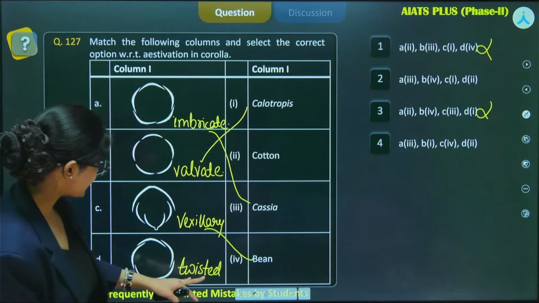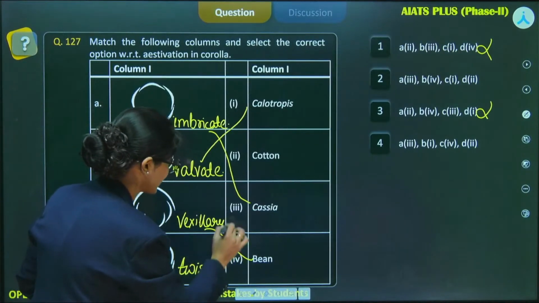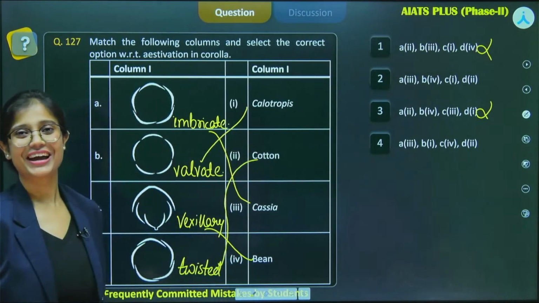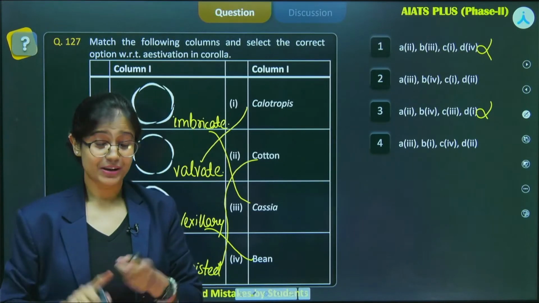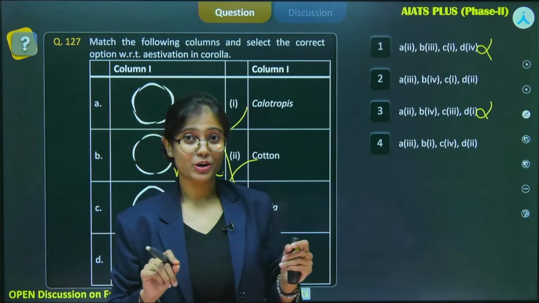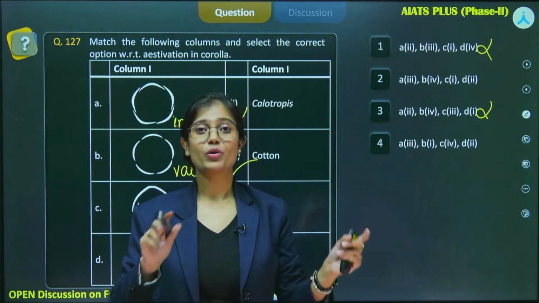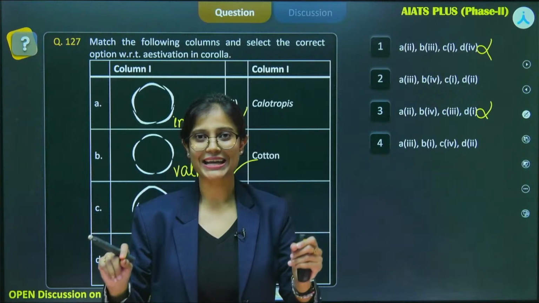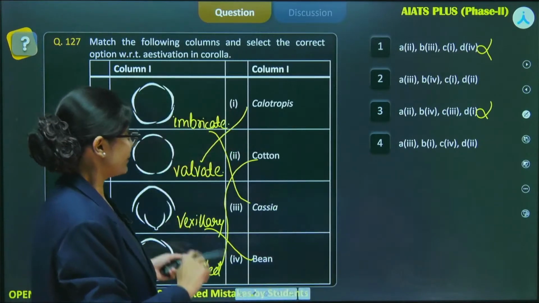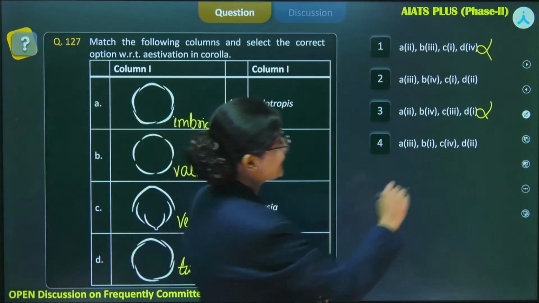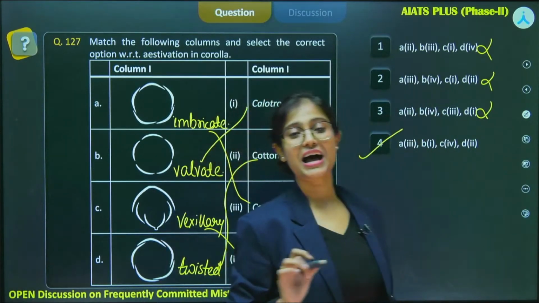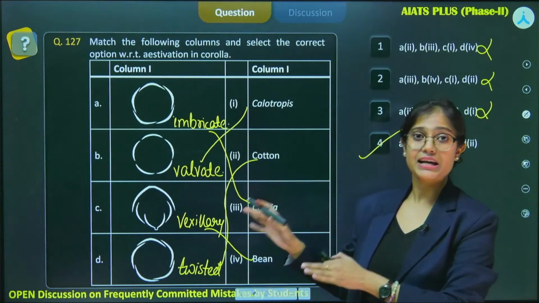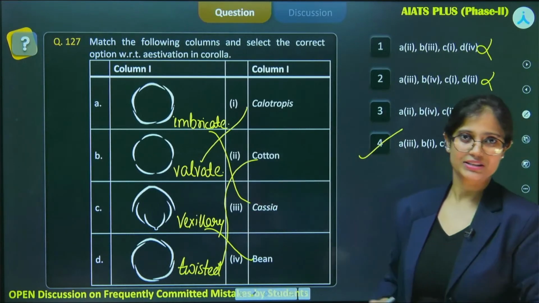Now the D one is twisted. It is found in cotton, right? Cotton is also a member of Malvaceae, and the important feature which I have told you about Malvaceae, please remember, is the difference of aestivation in calyx and corolla, right? So from this I can hit the correct answer, which is option 4. So this is how we basically hit the correct answer in these bulky questions.